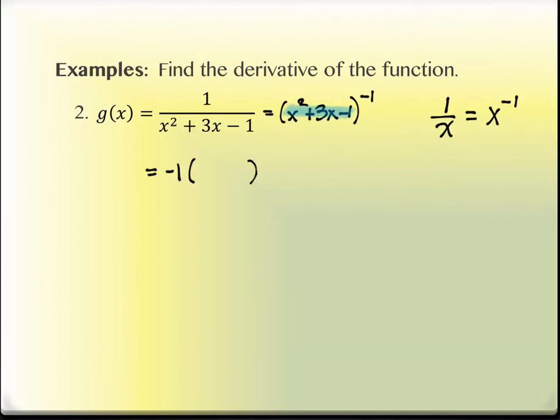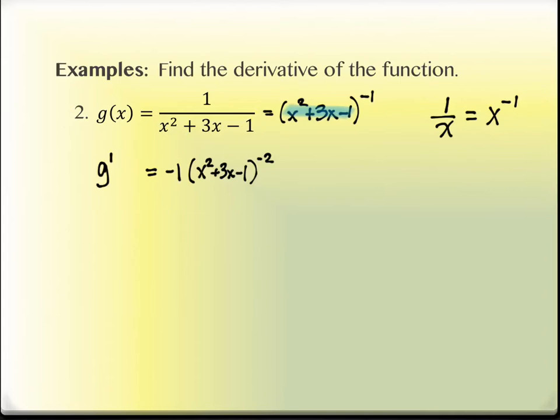And I will subtract from the exponent. So if I have negative 1 as my exponent and I subtract 1, what do I get? I get negative 2. And then what do I put inside the parentheses? The same stuff that was there before. X squared plus 3x minus 1.